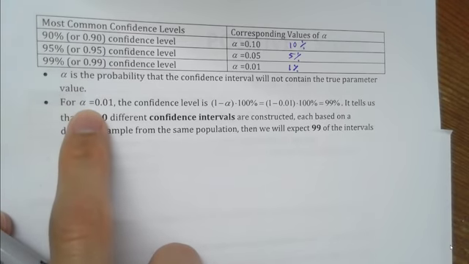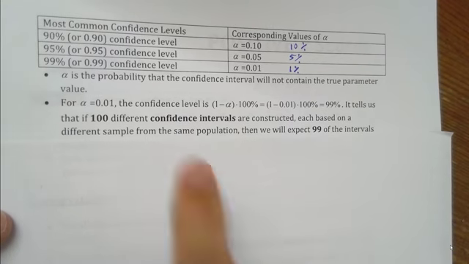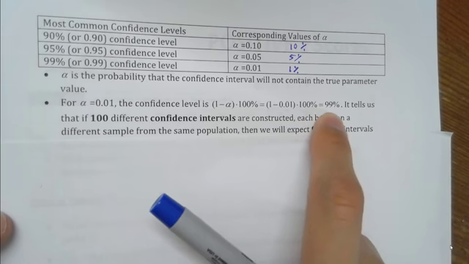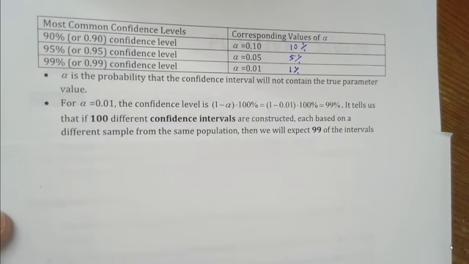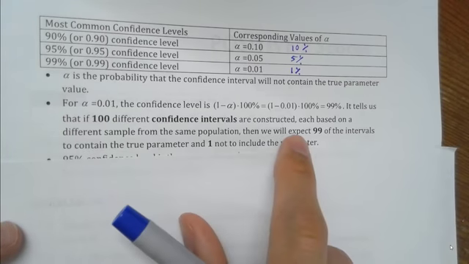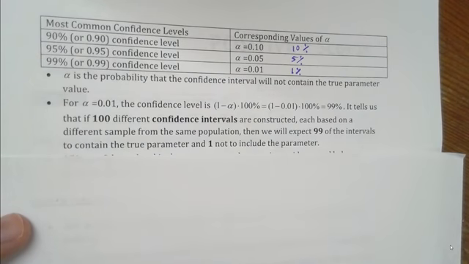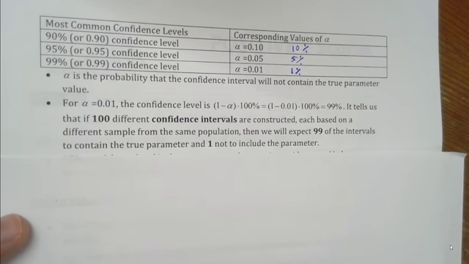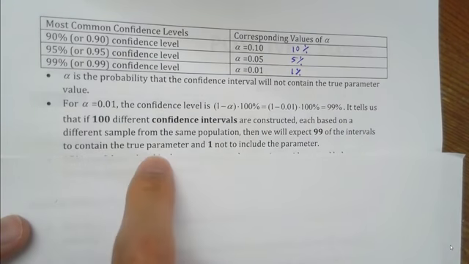So for example, if alpha is 0.01, then for the confidence level we take 1, subtract that, because we are taking the complement, and multiply by 100%, so 99% is your confidence level. Now it tells us that if 100 different confidence intervals are constructed, each based on a different sample from the same population, then we will expect 99 of the intervals to contain the true parameter and only one not to include the parameter. So let's say we have a big population. We take 100 samples, and for each sample we find one confidence interval, and we expect that 99 of them will contain the true parameter, and only one of them does not contain the true parameter.